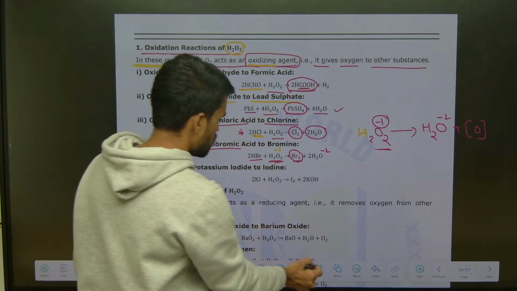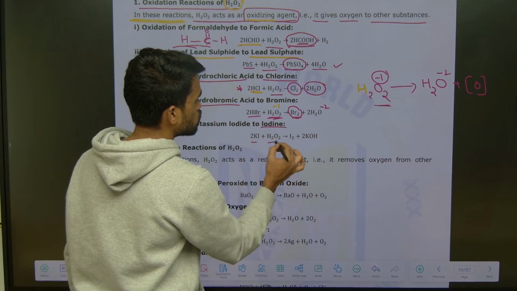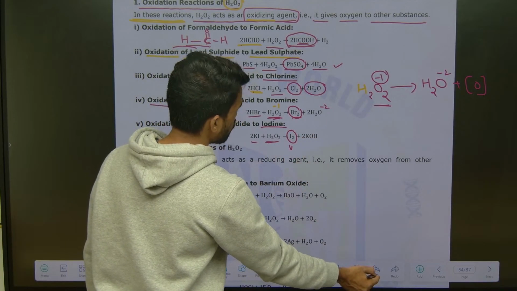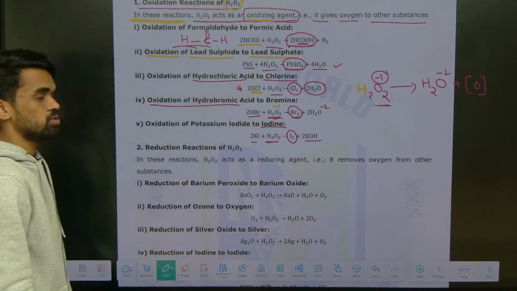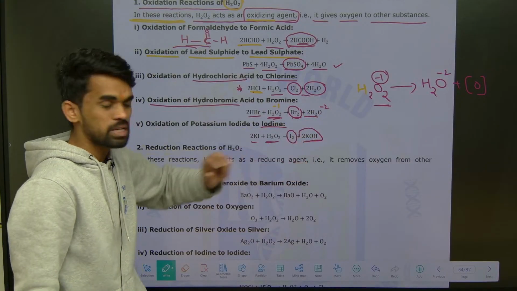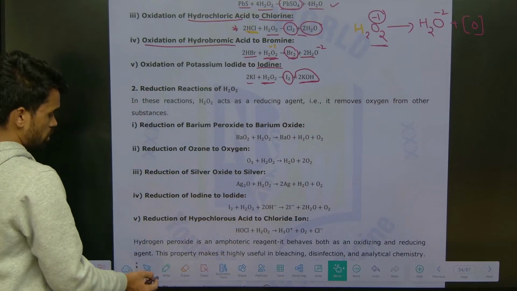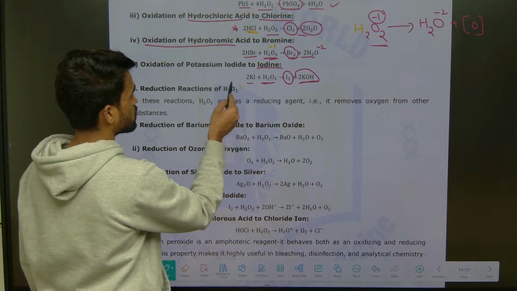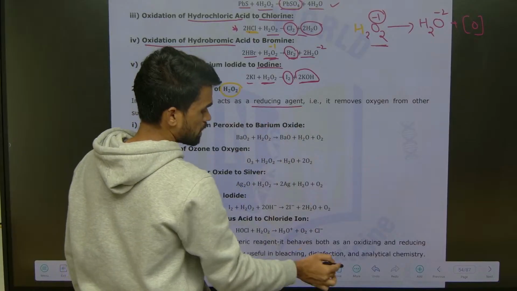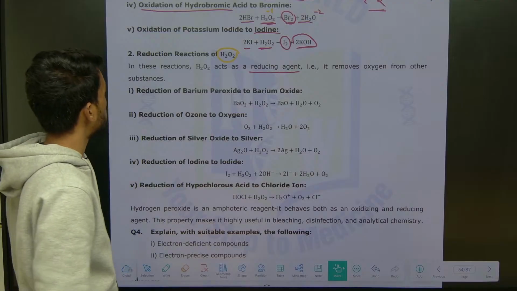Next, look here, oxidation of potassium iodide to iodine, KI plus H2O2 forming I2. You know, I2 is a violet color substance, and KOH is produced. In the previous case it is H2O, here it is KOH. Just remember this difference. Then next, look here, reduction reactions of hydrogen peroxide. It means hydrogen peroxide is now showing its reducing nature. It is acting as a reducing agent, so it reduces others and oxidizes itself. Let us see what is happening here.